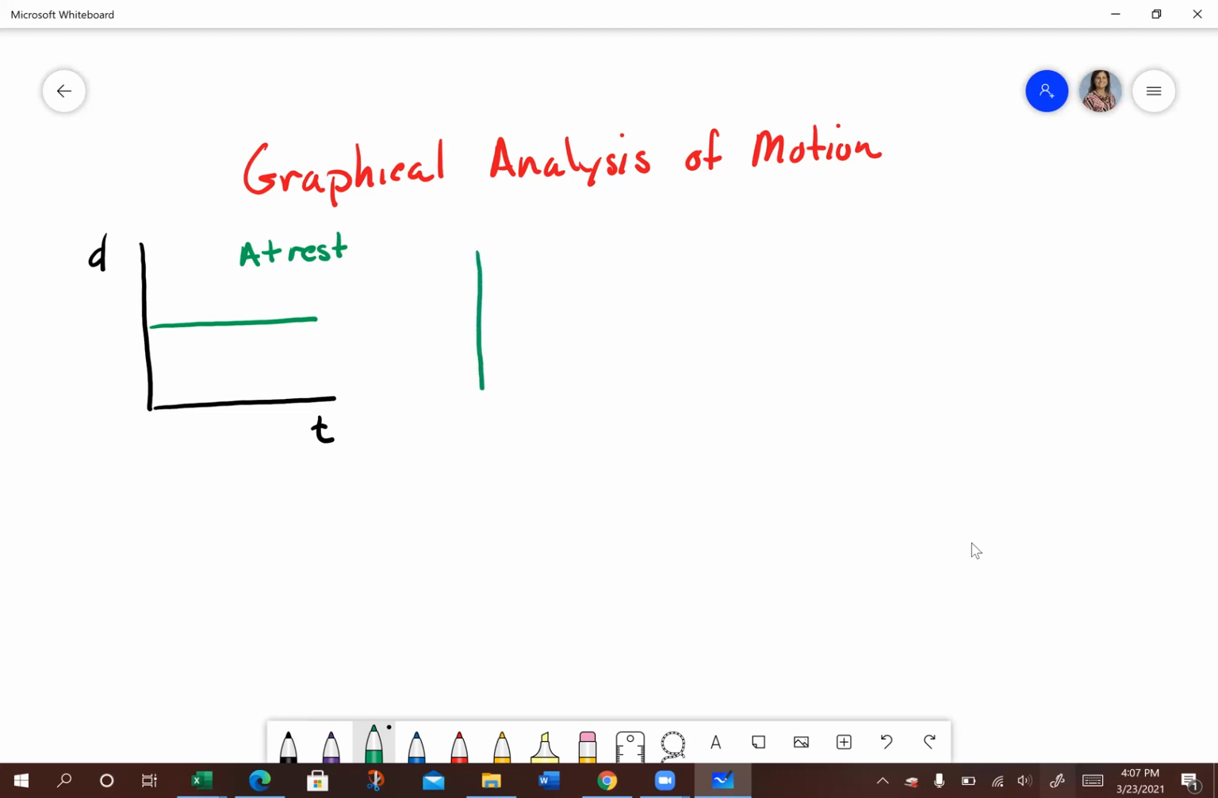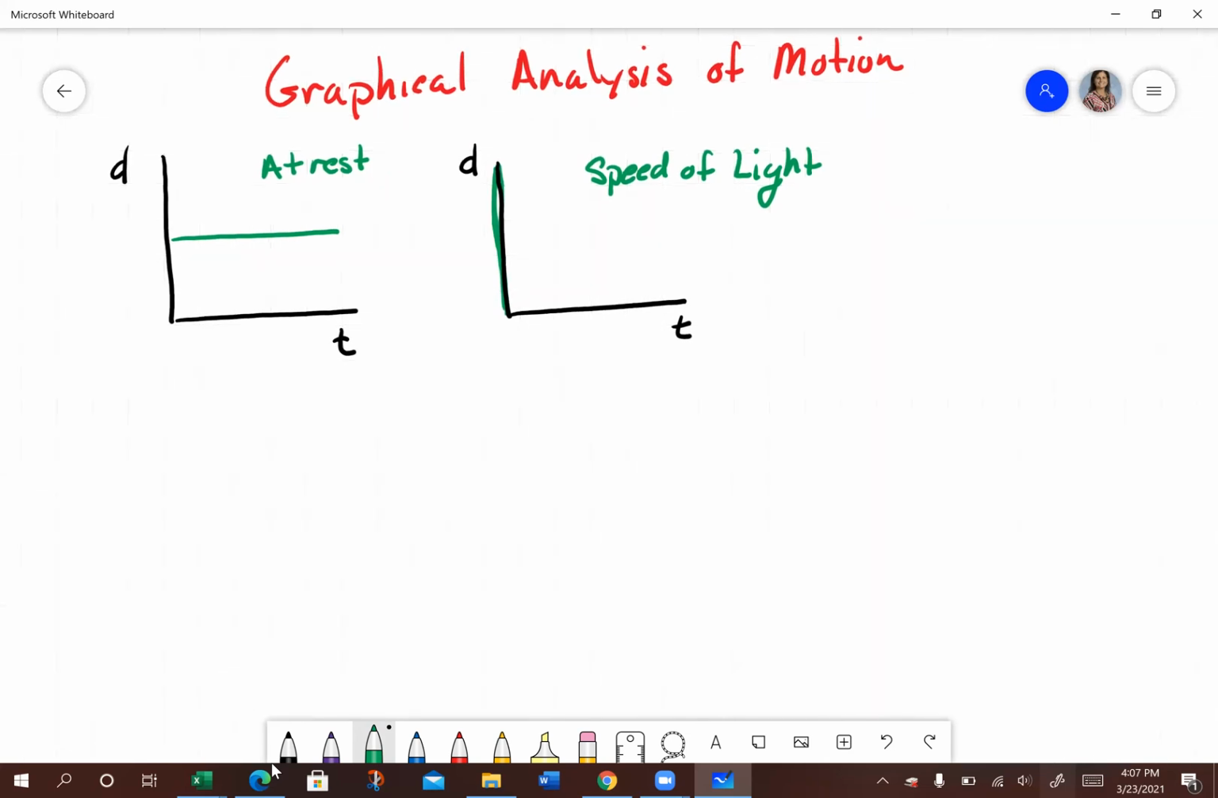If an object is going so fast, like the speed of light, right? And in the same time frame, we would almost say that it would be a vertical line, right? It would almost be instantaneous how quickly an object would travel. So this is the speed of light. So those are our two extremes of motion that we can have. At rest is the slowest, speed of light is the fastest that we know anything can be going, right? Anything in between is going to be a combination of those two.